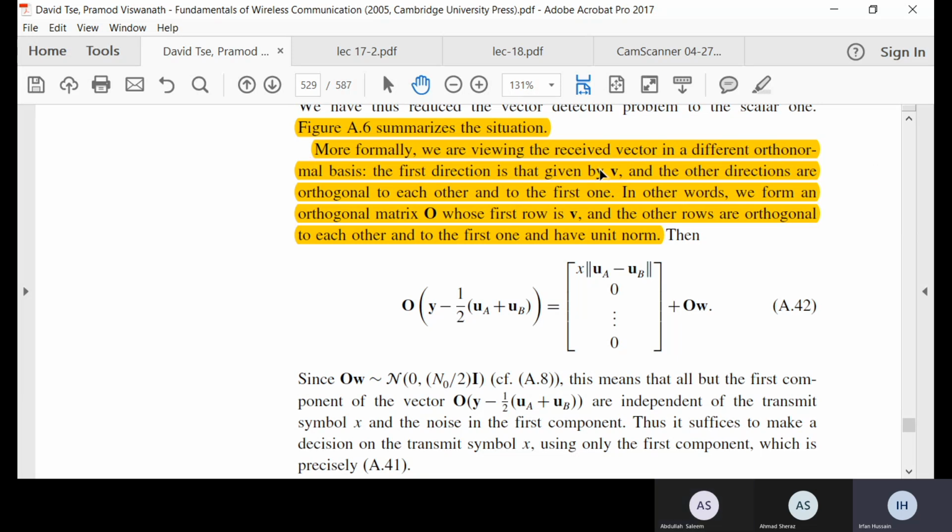The first orthonormal basis is the v vector, and other directions, as I've said, are orthogonal to v, as well as among themselves they are also orthogonal. So we have an orthogonal matrix whose first row is v, and the other rows are orthogonal to each other and to the first one, and all of them have a unit norm. So if I multiply my received signal, y, but I've taken out the mean, with this orthonormal matrix.